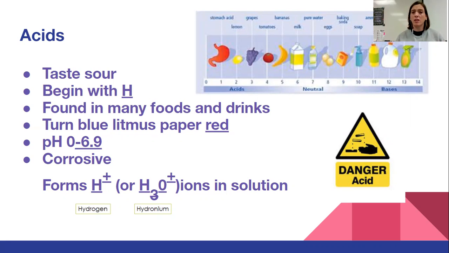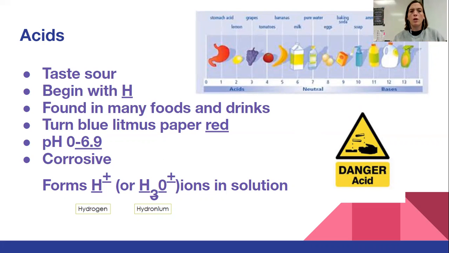It's found in a lot of the things that we eat and drink. If you have something called litmus paper, which is like a little algae on a paper, if you have a blue piece of it and you stick it in something acidic, it will turn the paper to red. The pH of acids is generally a number between 0 and 6.9. We're going to talk about pH more in a couple of slides. And they tend to be corrosive, meaning that it eats away at whatever it's at. That's what this danger acid symbol is showing, that it's eating away at the hand, eating away at the counter.